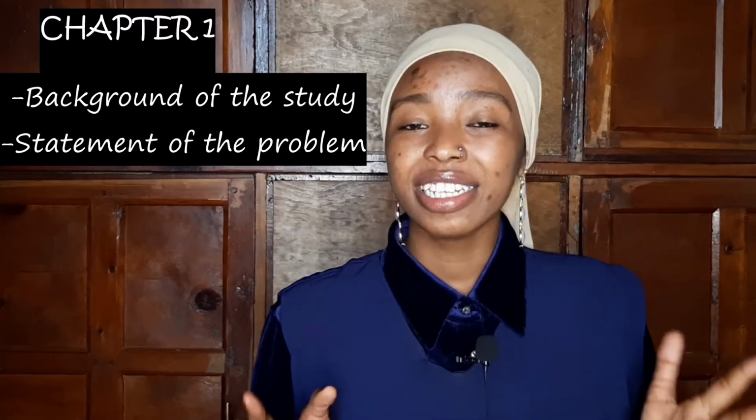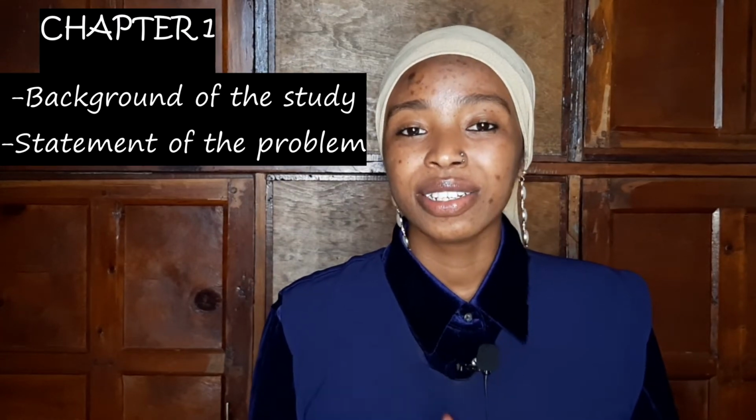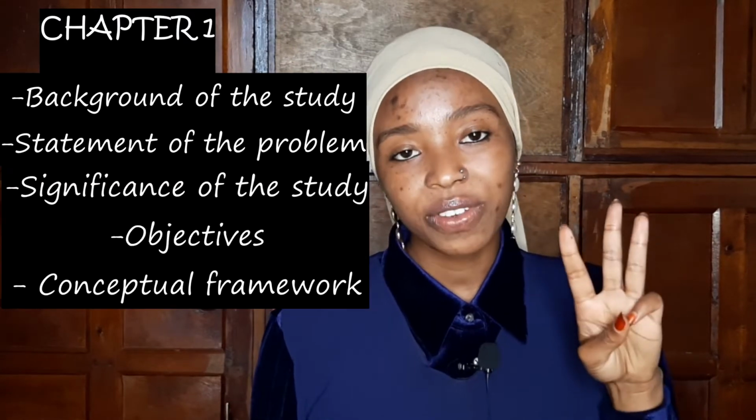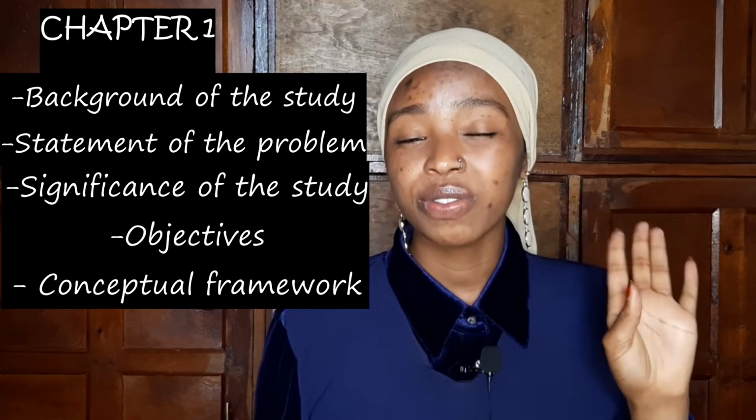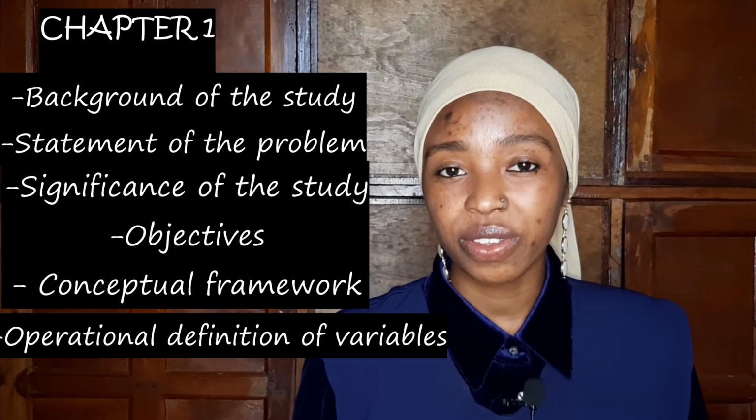At this point, I know you all know the structure of the research paper, and if you don't know, chapter 1 is the introduction and chapter 2 is the literature review. In chapter 1, that's the introduction, you have the background of the study, statement of the problem, significance of the study, objectives, conceptual framework, and lastly, the operational definitions of the variables. Let's start with the background of the study.